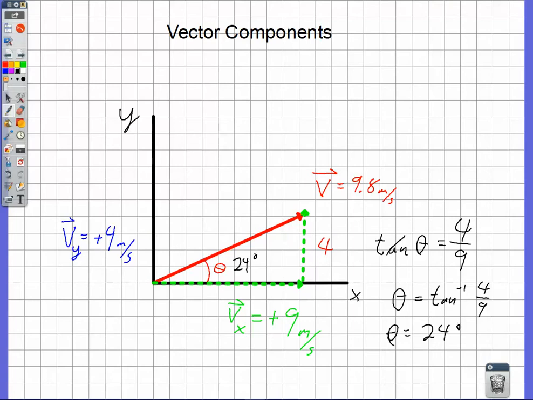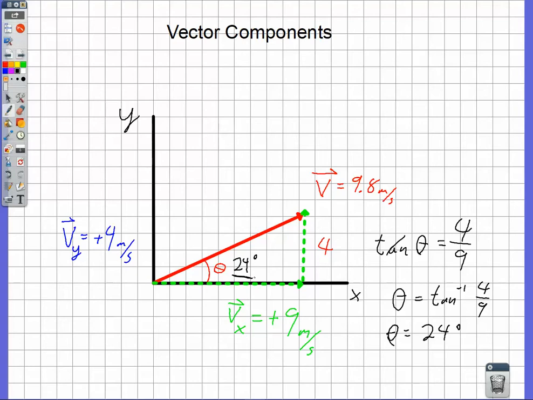All right, so now I can also talk about my vector v being 9.8 meters per second long at an angle of 24 degrees with the positive x-axis. So we can talk about vector v either that way, giving its magnitude and its direction. Notice I gave that direction in reference to something, the positive x-axis. Or we could talk about that vector v in terms of its components. It's got a vertical component of positive 4 meters per second. It's got a horizontal component of positive 9 meters per second. They all mean the same thing, and we can talk about them the same way.